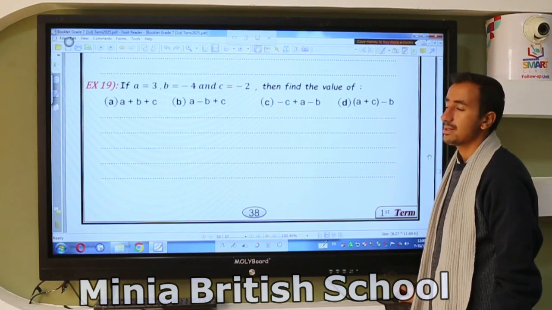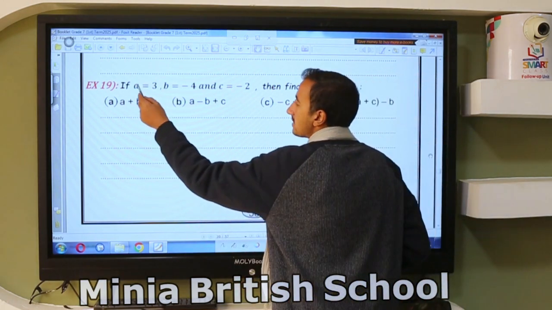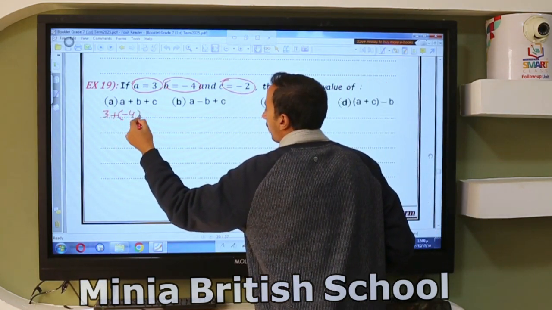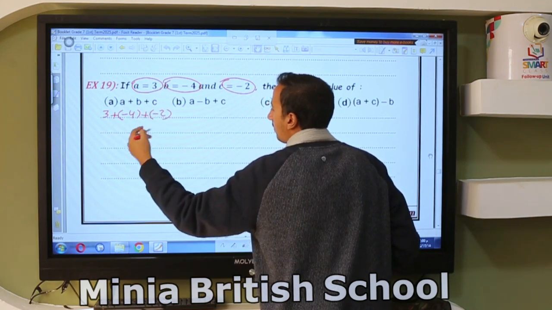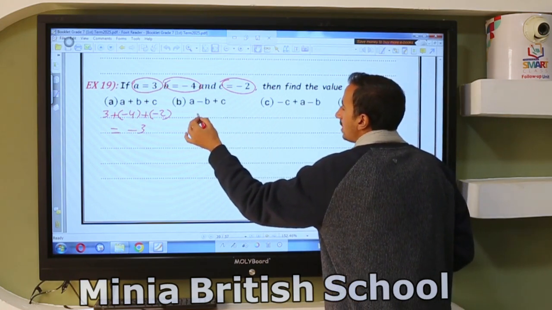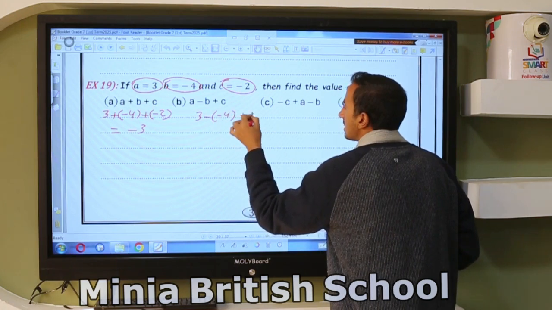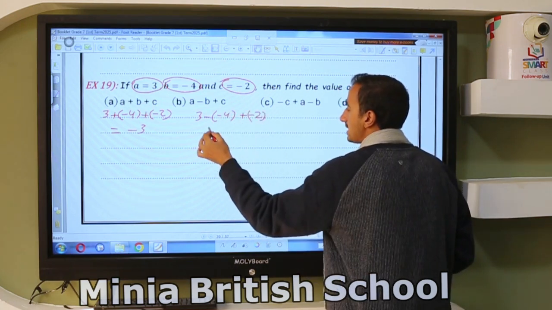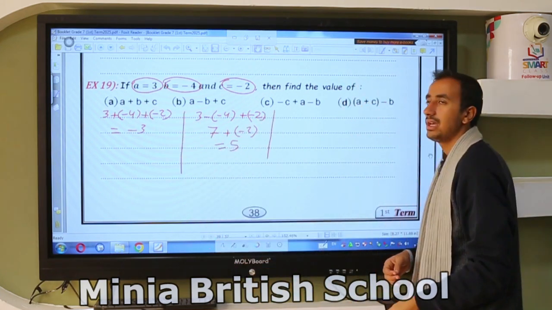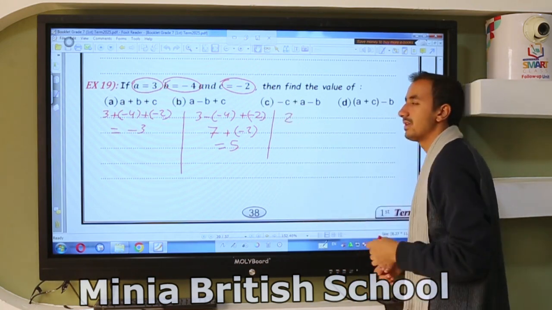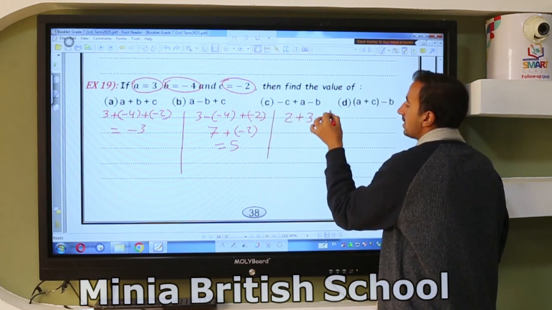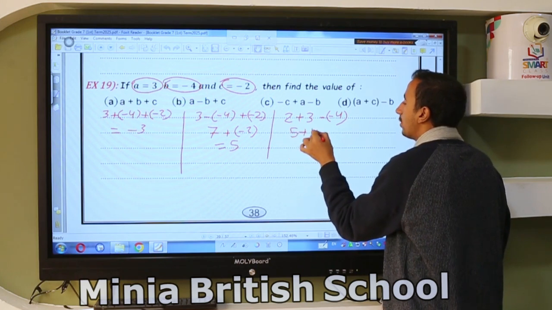Okay? We can make a substitution by the values in a plus b plus c. A is 3, b equals negative 4, c equals negative 2. So 3 plus negative 4 plus negative 2 equals negative 1 plus negative 2, which will be negative 3. A minus b: 3 minus negative 4 plus negative 2. 3 minus negative 4 will be 7, plus negative 2 equals 5. The third one, negative c: negative negative 2 will be positive 2. 2 plus 3 minus negative 4, 5 plus 4, it will be 9.